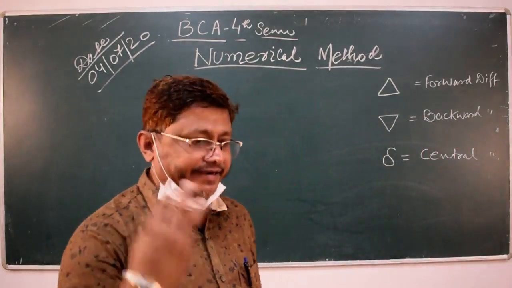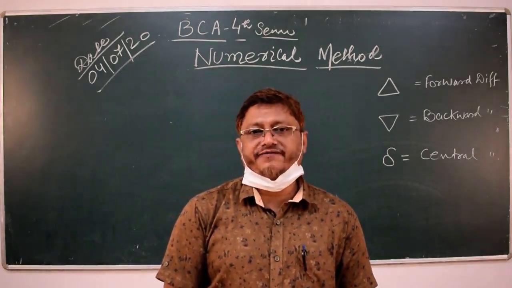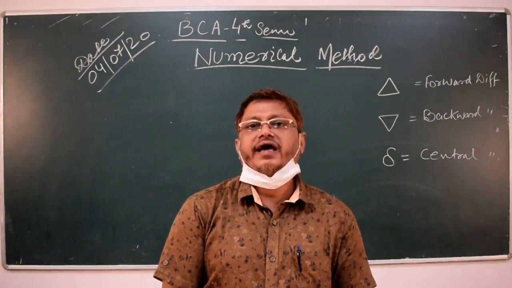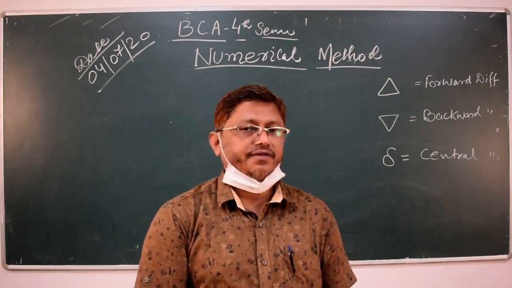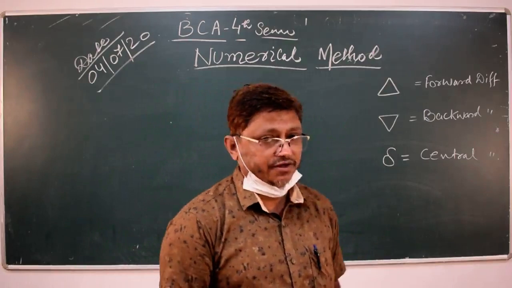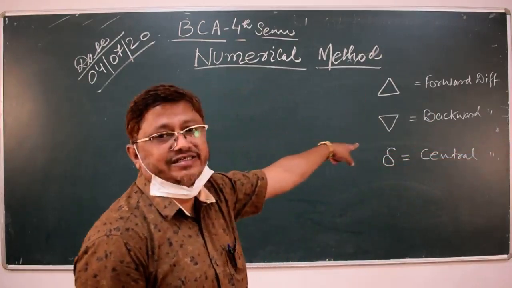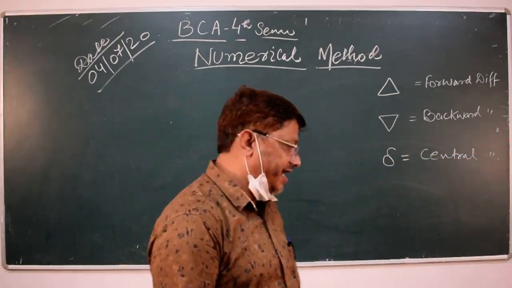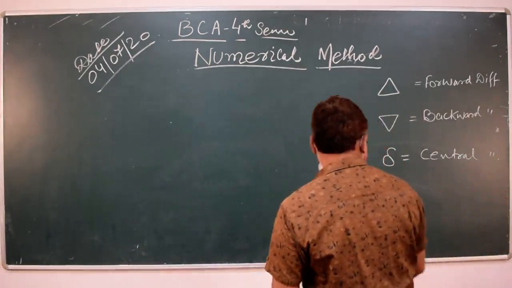Mainly there are three types of difference table: the forward difference table, the backward difference table, and the central difference table. These difference tables are represented with the help of notation. Forward is represented by capital delta, backward is represented by opposite delta, and central is represented by a small delta. With the help of this representation, let us construct the forward difference table first.